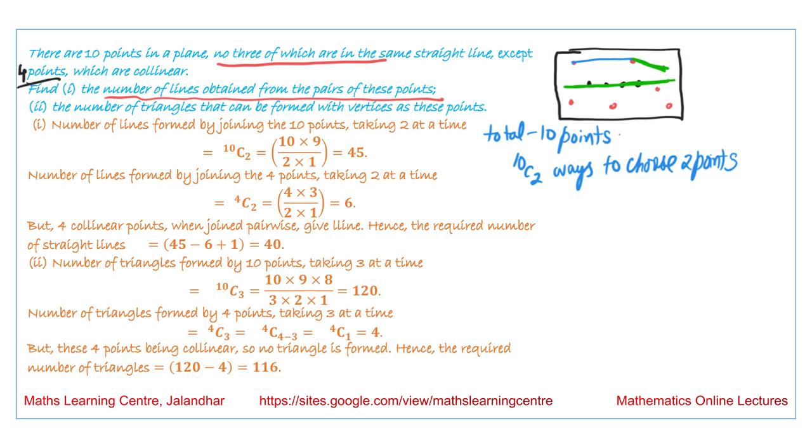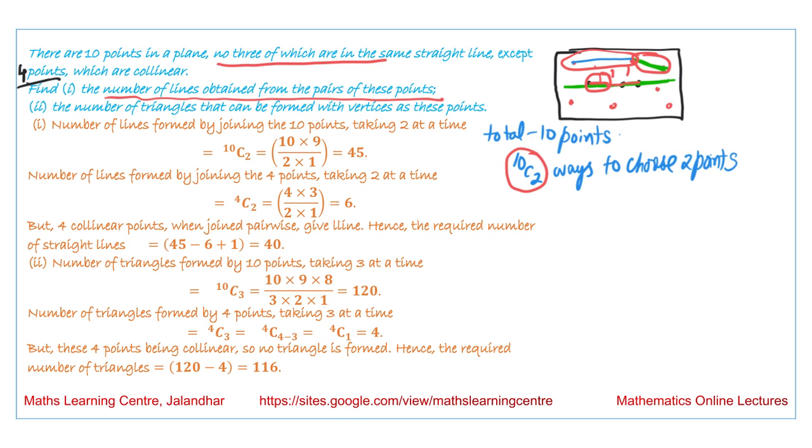Now look at the condition over here. If we join these two, we obtain one straight line. If we join these two, we obtain 1. If we join these two, we obtain 1. So when we are counting these 10C2 ways, we are counting the lines in this way, that we have chosen these 2 points, these 2 points, these 2 points. So there are a total of 10C2 lines that we can form.